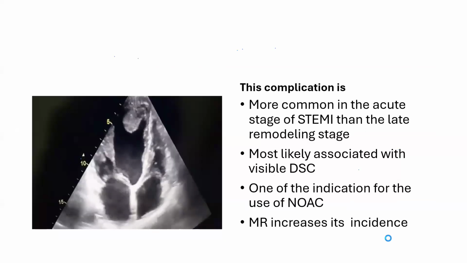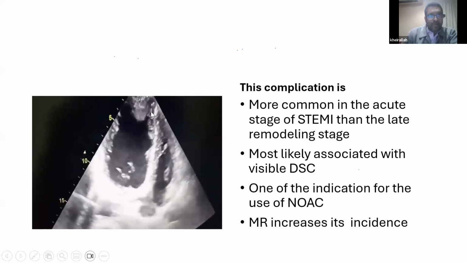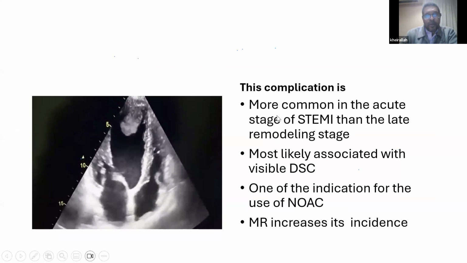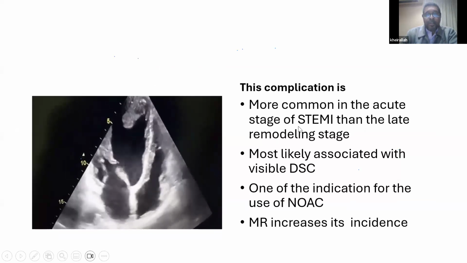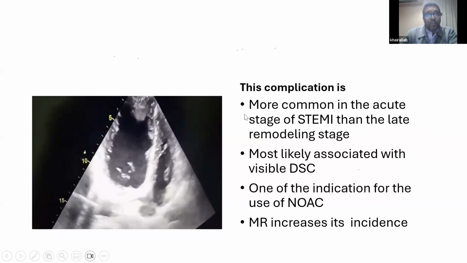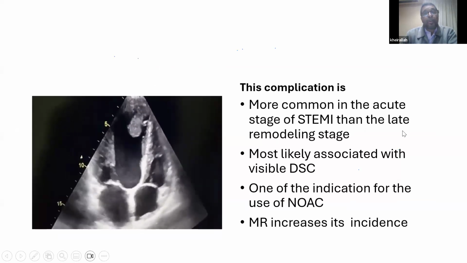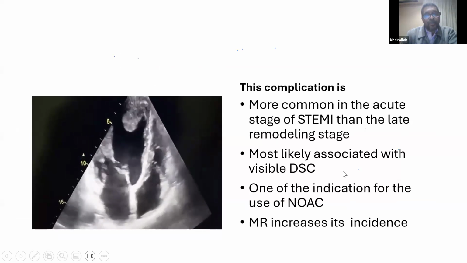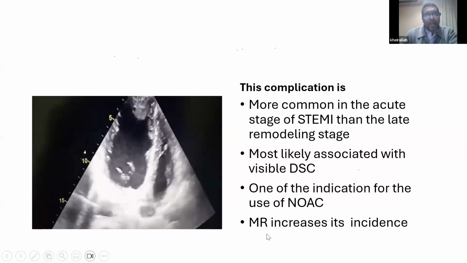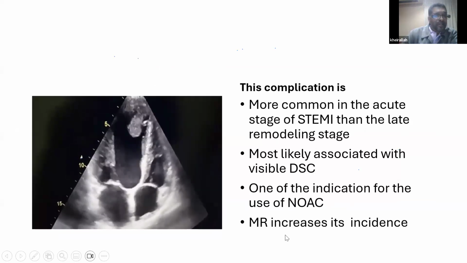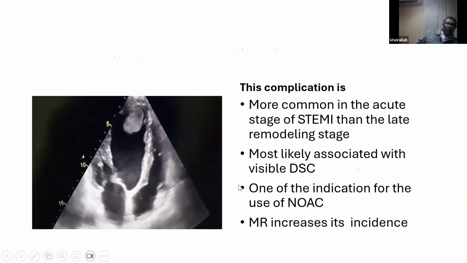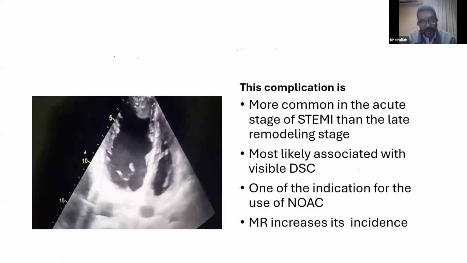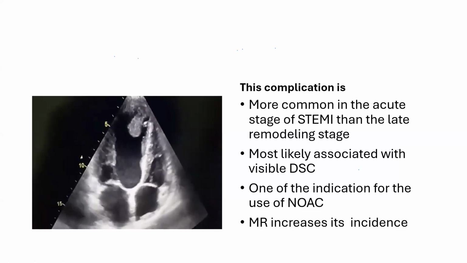Okay, no problem. Now we said this is an LV thrombus and the LV is severely hypokinetic globally. The question was about whether it is more common in the acute stage of STEMI, meaning the LV thrombus. Is it more common in the early stage or the late stage? Is it associated with visible dense spontaneous contrast? Is it an indication for NOAC? And does MR increase its incidence? So what do you think? Can I change my mind? You change your mind. So which one have you chosen? Most likely associated with visible contrast. Yes.